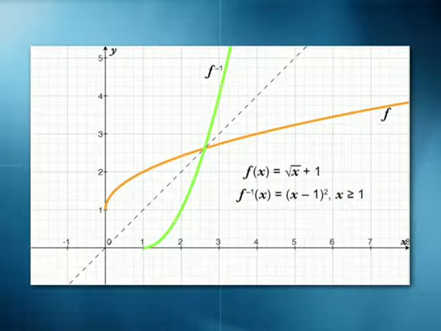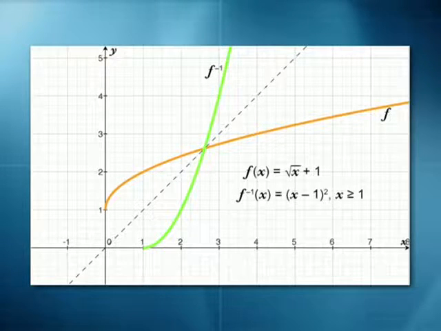Here I've drawn the two functions we just analyzed. There's the graph of f, which is that square root function bumped up 1 unit. And then I've graphed x minus 1 quantity squared, the parabola, but I've cut off half the parabola. The parabola starts down there at 1 and then goes off. And you can see that these indeed are reflections of each other in the line y equals x.